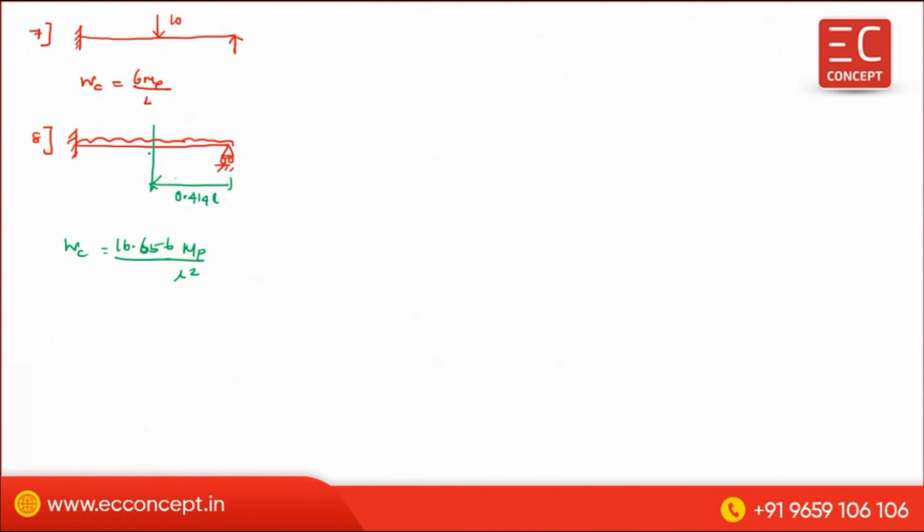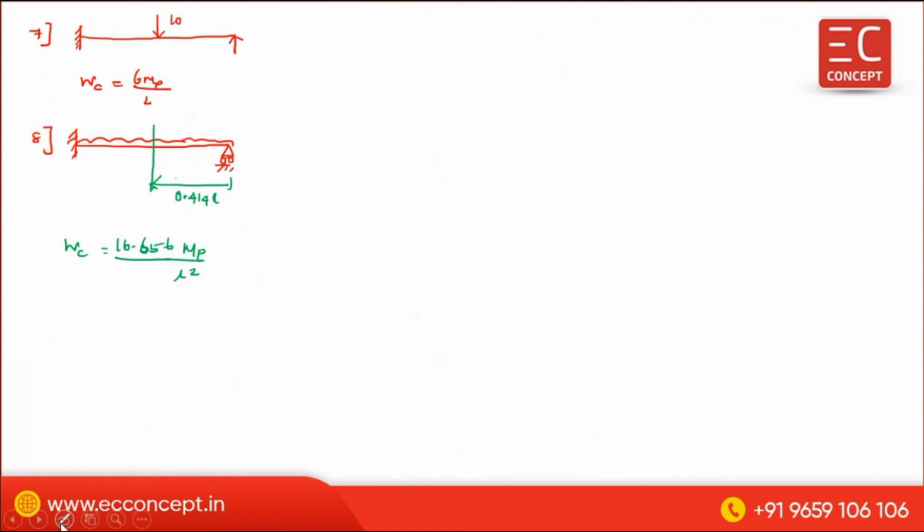For a propped cantilever with a UDL acting throughout the span, the maximum plastic hinge will be developed at a distance of 0.414 L. Then the collapse load is equal to 16.65 MP divided by L square. This is all about the collapse loads that we have seen.